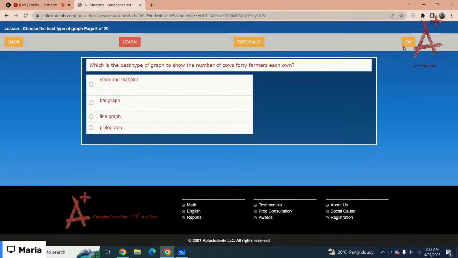Which is the best type of graph to show the number of cows for 40 farmers each? Yes, that would be stem and leaf, because 40 farmers are going to tell you the number of cows in their farm. So you can use the stem and leaf plot in this case.